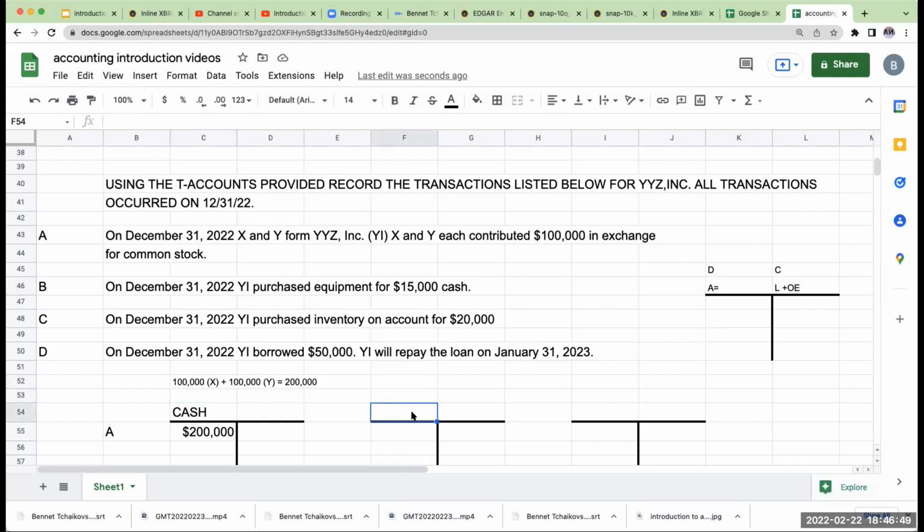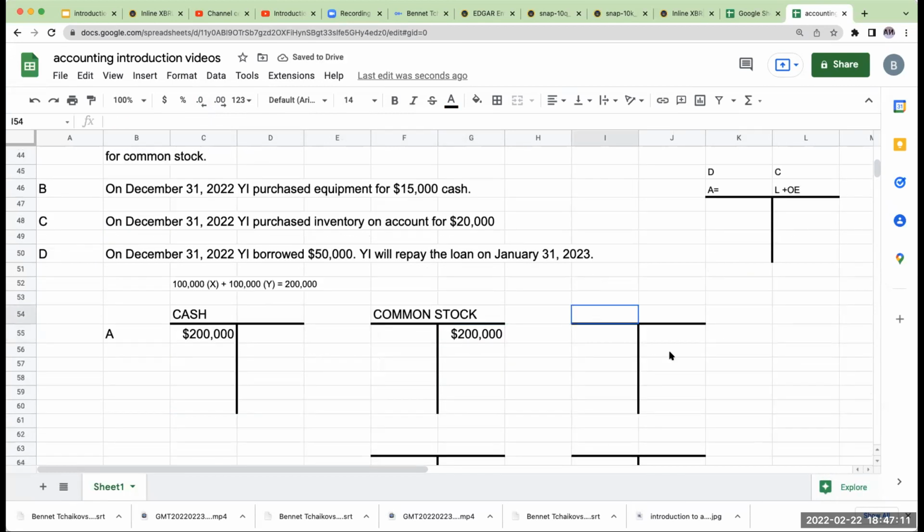Now, what am I giving up in exchange for the common stock? I'm giving common stock. What type of account is common stock? Common stock is a part of owner's equity. It's going to carry a credit balance. It denotes the ownership interest in the company. So I'm going to go here, common stock. I'm going to go ahead and credit this for $200,000. Remember, for every debit, I need a corresponding credit, and it has to be the same amount.